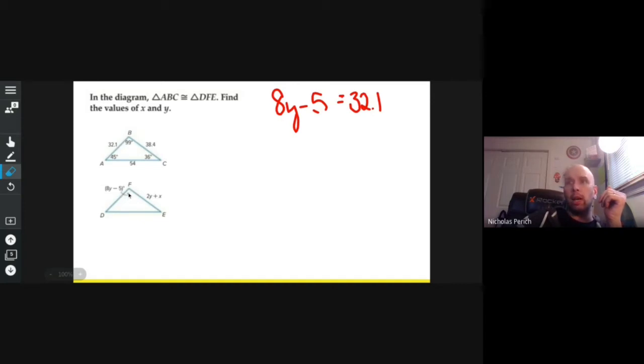And my terrible eyes didn't notice that it's an actual angle pointing to F. So Camilla's right. And Lily, you're probably right. So 13 might be it. So I made the mistake. 8y minus 5 isn't equal to 32.1. It's equal to 99.